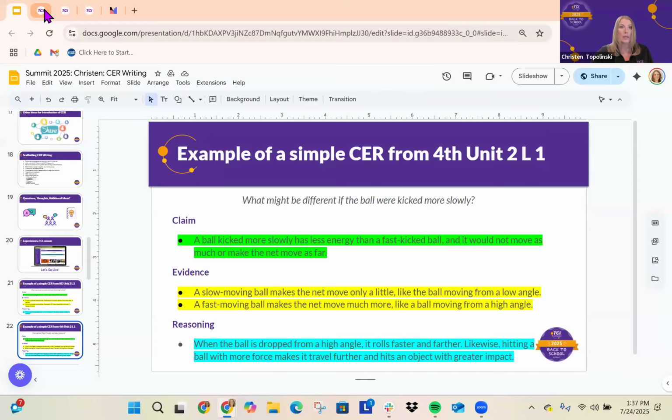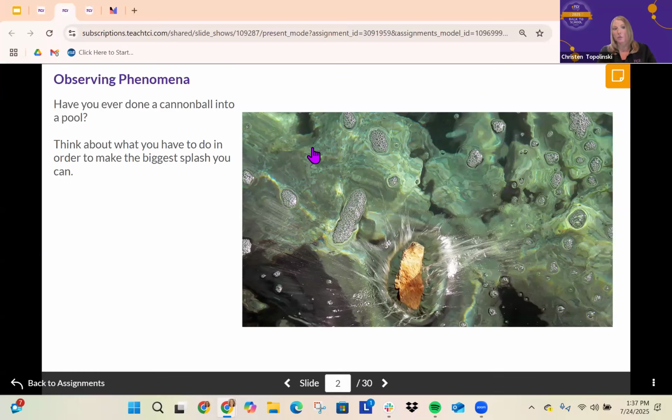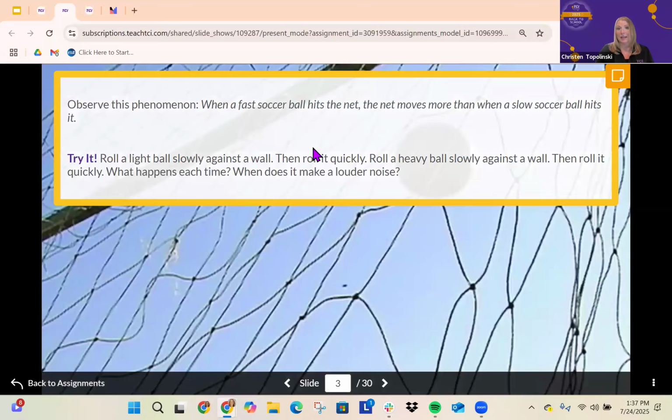In the 4th grade, again, the phenomenon is similar because we first start by thinking about a cannonball. I don't know, it probably depends on where you live in the country, if everybody has done a cannonball into a pool before, but what do you have to do to make a big splash? So it makes you think about that. And the actual phenomenon is when you kick a ball into a soccer net. So the net moves more if it's coming at a fast speed, or if the ball weighs more, right? If the mass of the ball is more, the net is going to move more.